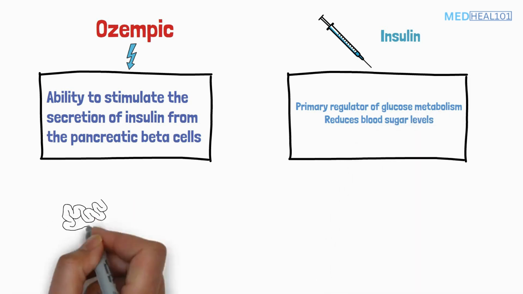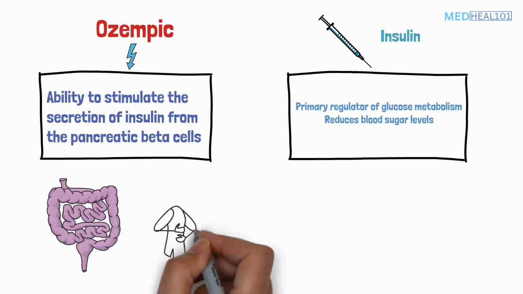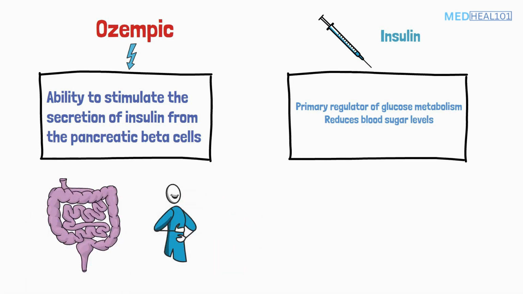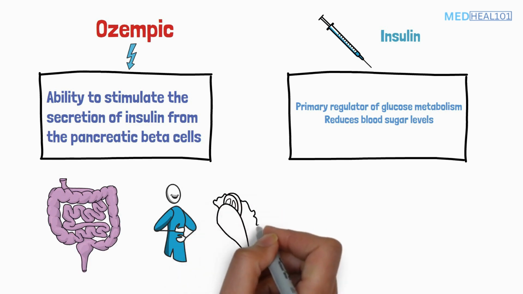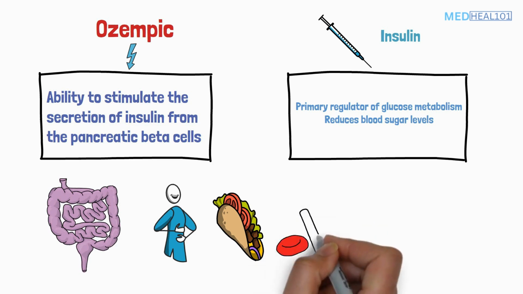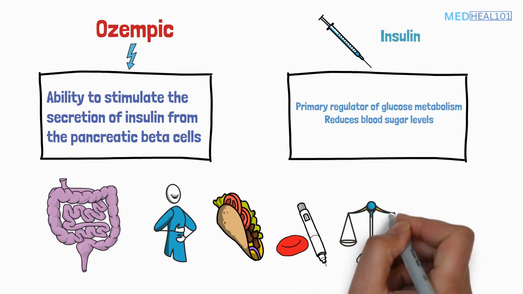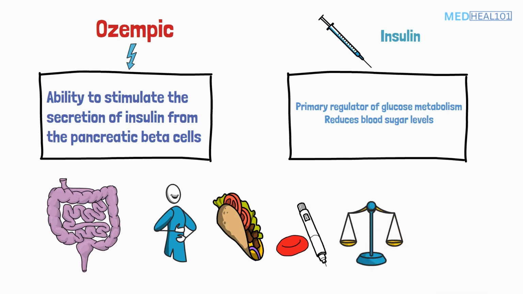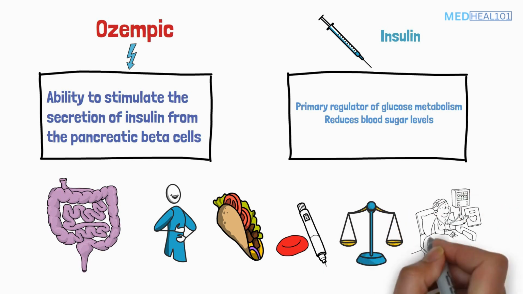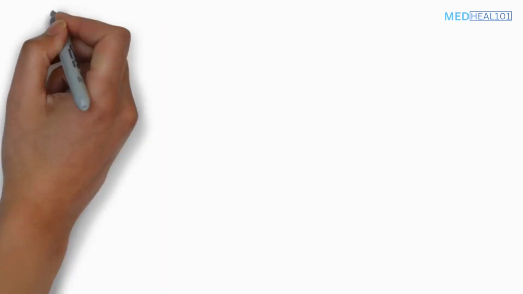Furthermore, Ozempic exerts a significant influence on gastric function, particularly in the context of meal digestion and nutrient absorption. By slowing down the rate at which food moves through the stomach and into the intestines, Ozempic helps to attenuate the postprandial rise in blood sugar levels, thereby promoting greater glycemic stability throughout the day. This delayed gastric emptying also contributes to feelings of fullness and satiety, which can aid in appetite control and weight management, a critical aspect of diabetes care.